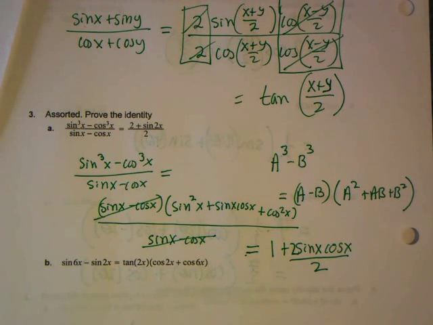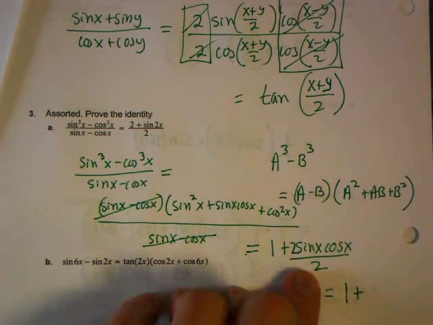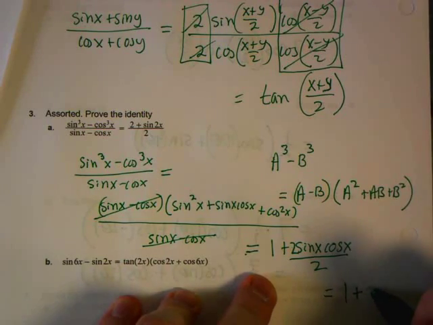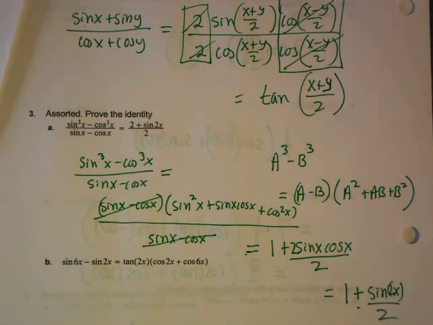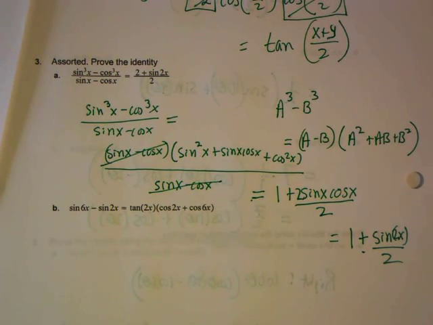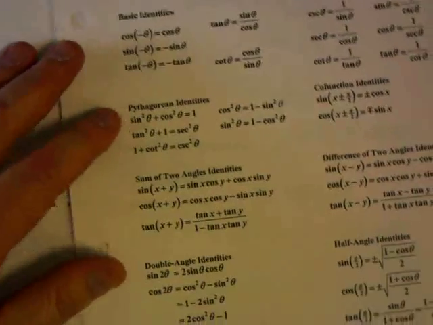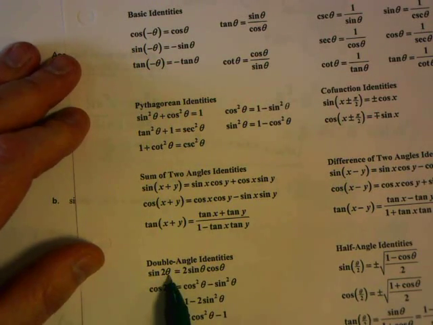If I multiplied by 2 and divide by 2, what have I done? Nothing, because 2 divided by 2 cancels out. It's 1, right? So this is now 1 plus 2 sine x cosine x. That's sine of 2x. And I still have that 2 on bottom. Do I have the right answer? What's that? How did I get rid of cosine? I used this identity that says 2 sine x cosine x is the same as sine of 2x.